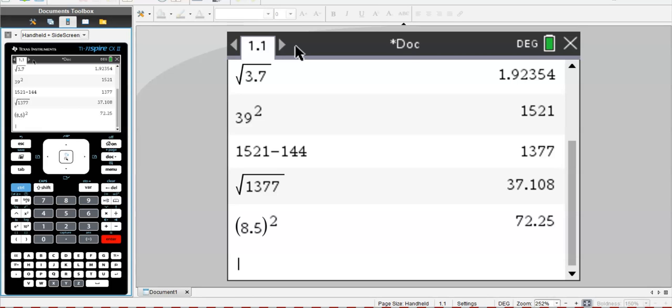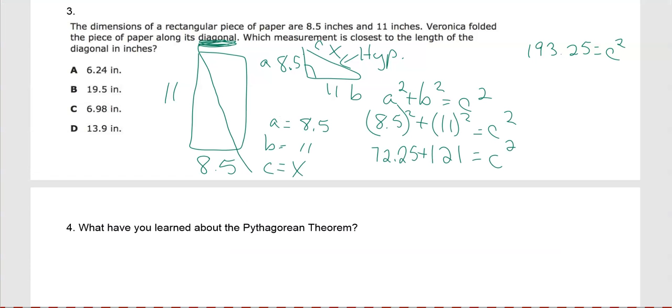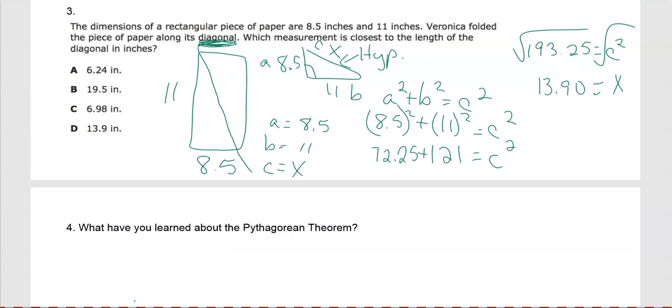And then we're going to add that to our 121 to get 193.25. So what I have now is 193.25 equals c squared, and I'm going to take the square root of both sides, and that will give me my x, because my x was my c. I should have been plugging that in everywhere. All right, and when we run that through the calculator, it looks like we get 13.9014. And when we round that to the nearest tenth, we get 13.9 inches, and I only picked the nearest tenth because that was the closest answer that was given to us.